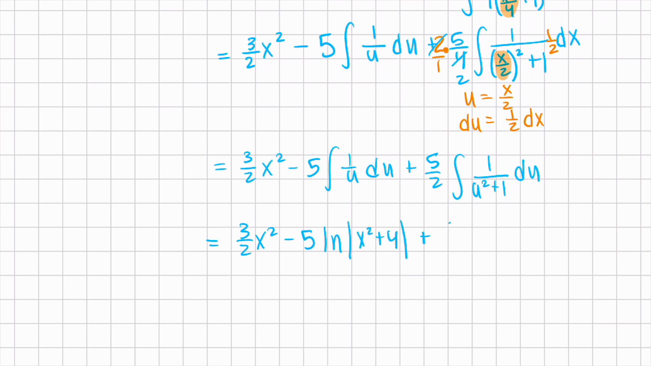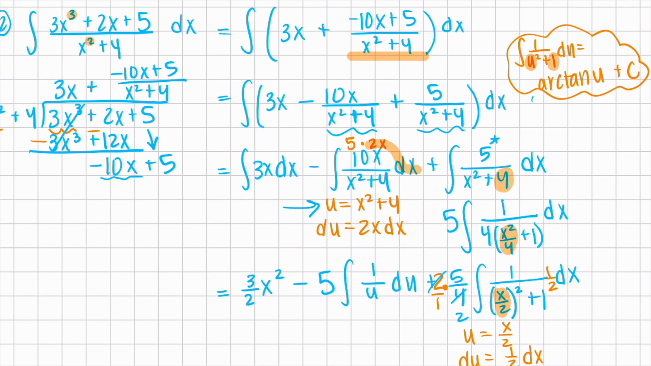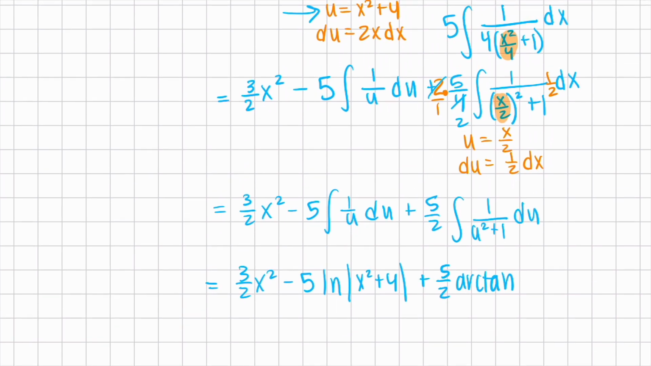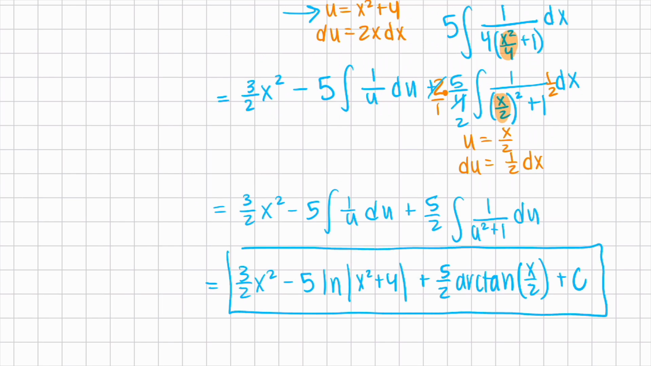And then I have plus 5 over 2. We said that this is our arctangent, so I'm going to copy this. Arctangent, and our u for this one is x over 2. And then don't forget the plus c. So that is our answer to this problem.